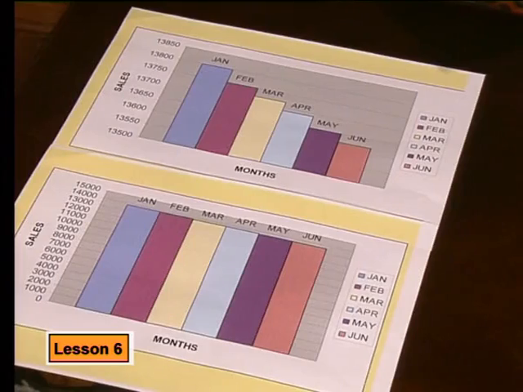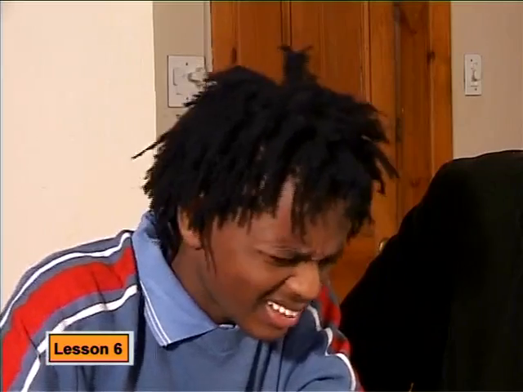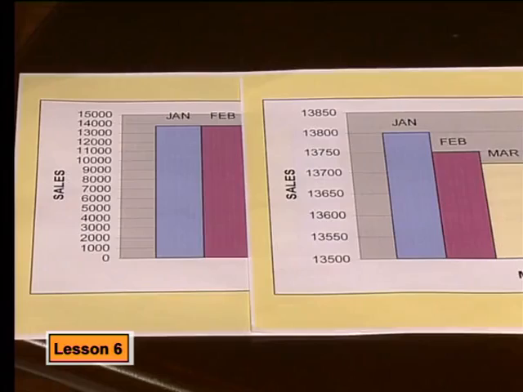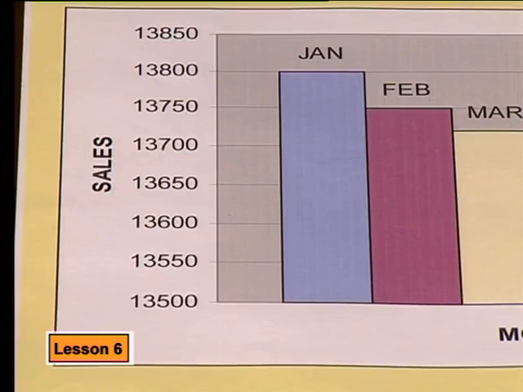Now, how do you think such different graphs were drawn from the same information? I'm not really sure. Have a look at the numbers on the vertical axis or the y-axis. Hang on, they're different. Well spotted. The scale on the vertical axis is different for each graph. Have a look at the first graph again. The vertical axis scale has exaggerated the differences between the amounts from month to month.